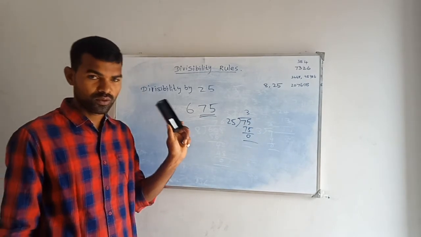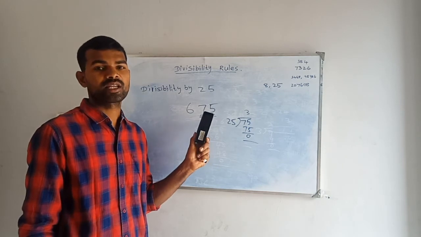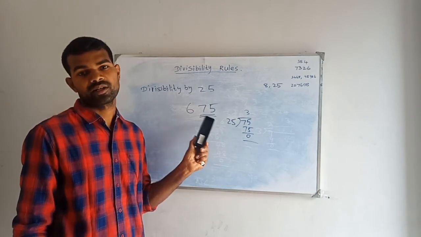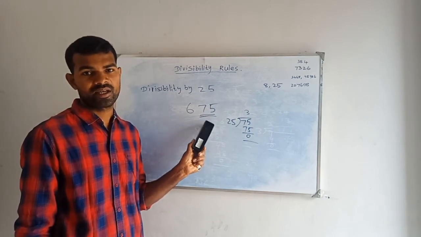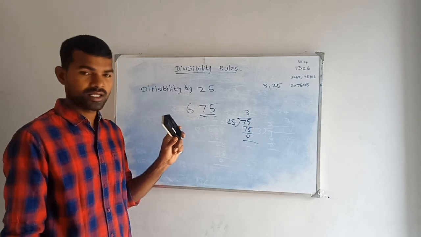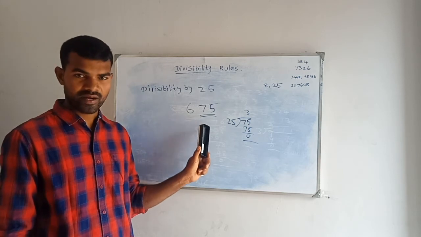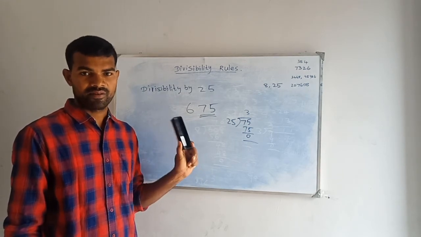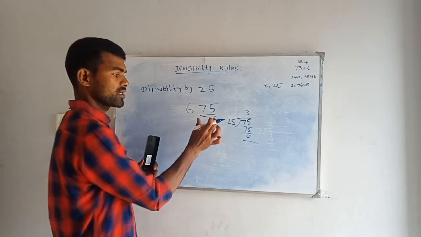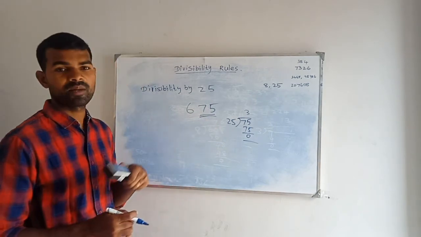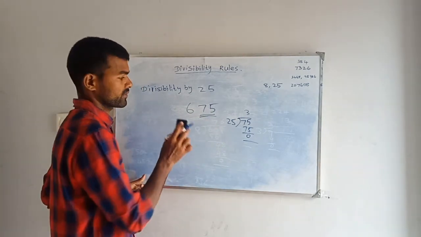The last 2 numbers must finish with the 25 table: 25, 50, 75 or 00. The last 2 numbers must finish with 25 or 50 or 75 or 00. If the last 2 numbers finish with that, then the full number can be divided by 25.